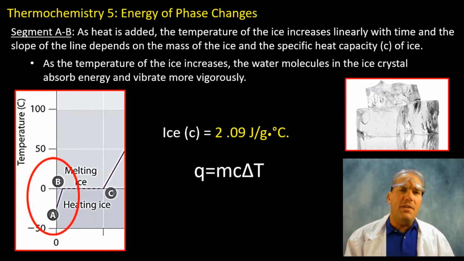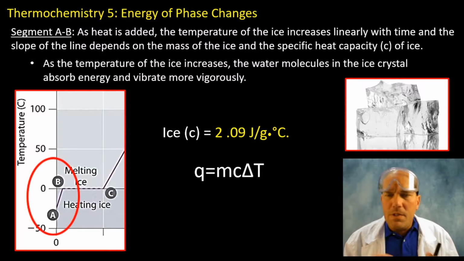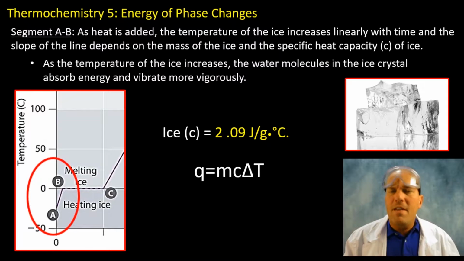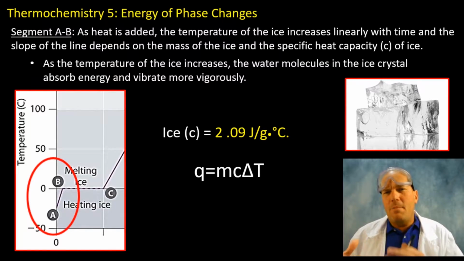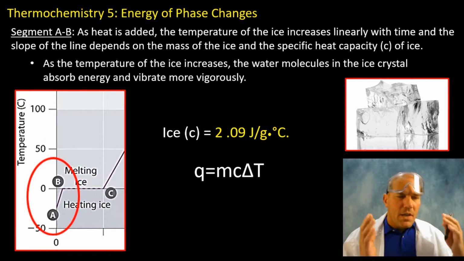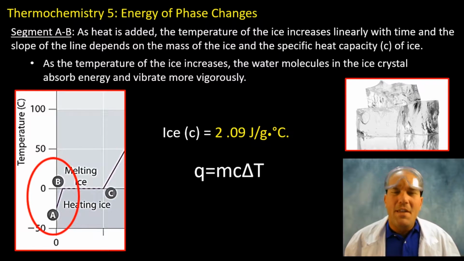During segments where we see this linear increase of temperature as a function of time, you will be using Q equals MC delta T. Now, in Thermochemistry 6, we're going to apply everything I'm going to discuss in Thermochem 5, but we're going to look at it mathematically. This is more of a conceptual podcast. So during these segments where it's heating up, you will be using Q equals MC delta T.